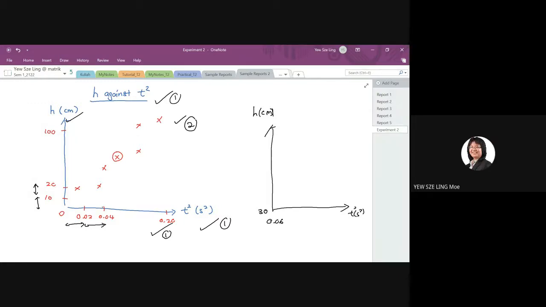Madam, for the y-axis h, should we put decimal places or not? One decimal place? No, you don't need to put decimal places.